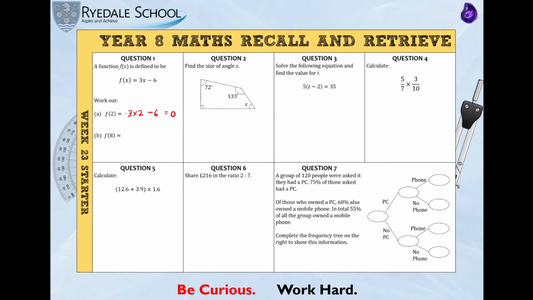For f of 8, it's telling us to substitute in the value of 8. So we need to do 3 times 8, which is 24, take away 6, which is 18.